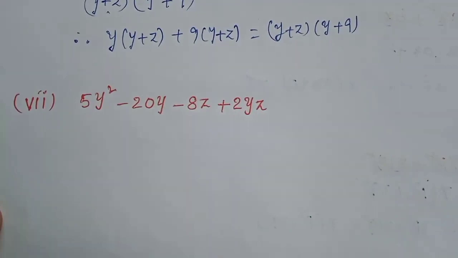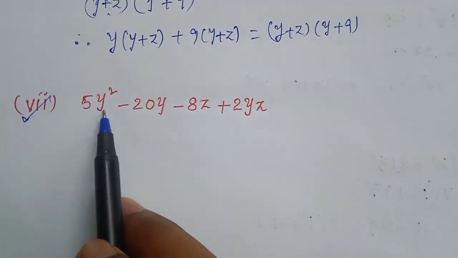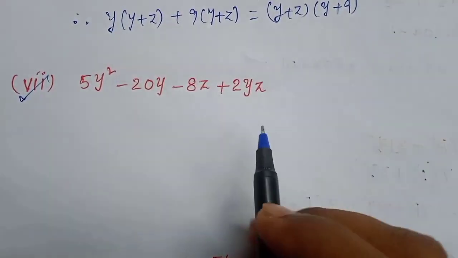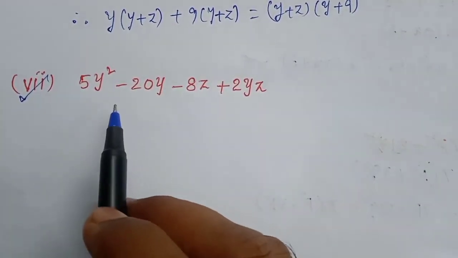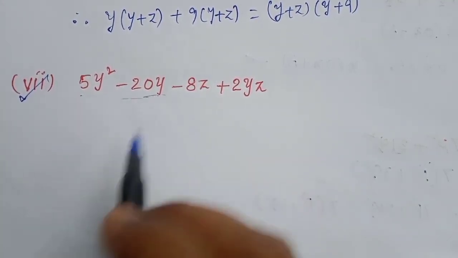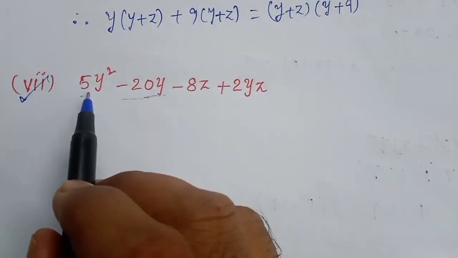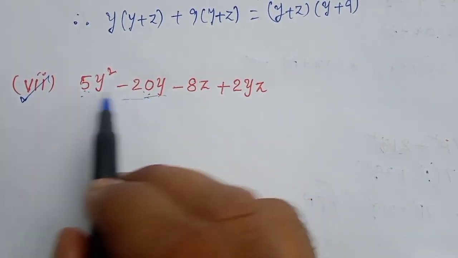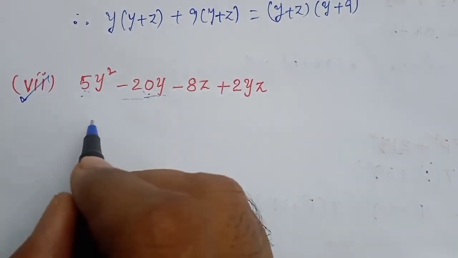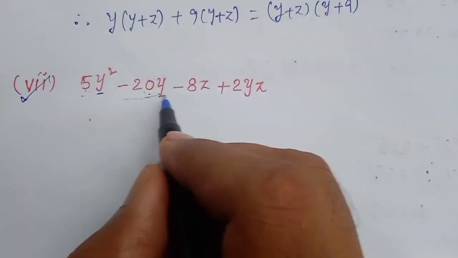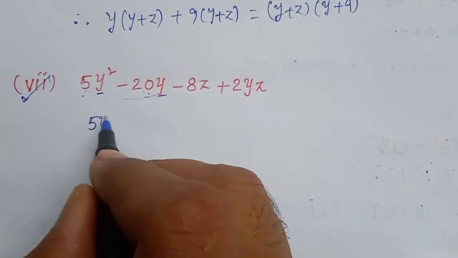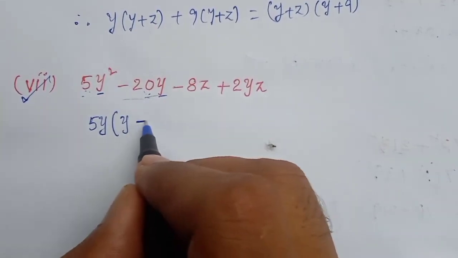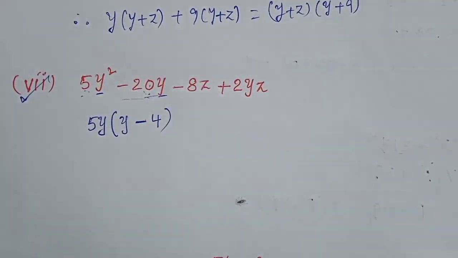Now see the question number 7 here. 5y square minus 20y minus 8z plus 2yz. See here in the first two terms both are divisible by 5. This is divisible by 5, this is also divisible by 5. So taking 5y as common, and also here you have y square, here y. So taking 5y as common, then you get here y minus, here you get 4 only.